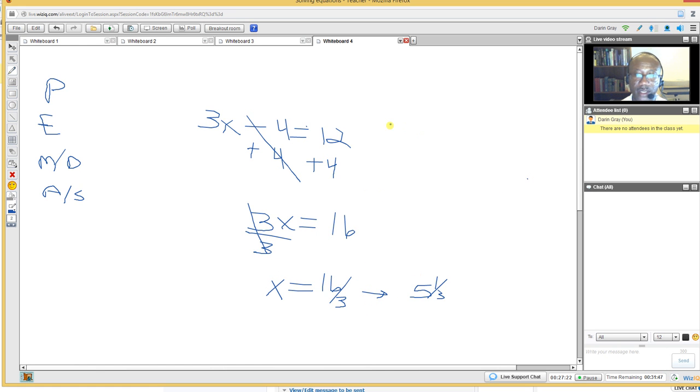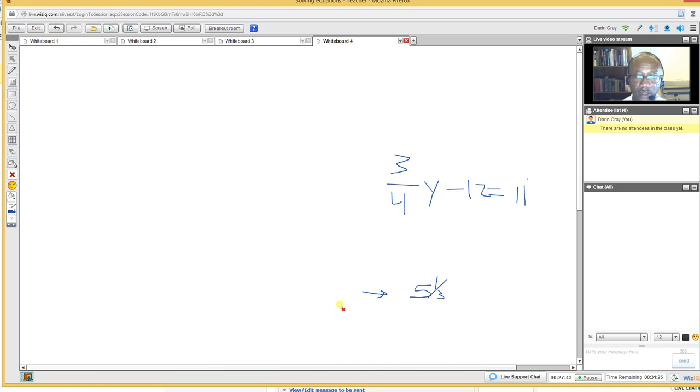Let's look at another one, a little bit more difficult. Let's have 3/4 y minus 12 equals 11. Okay, let's do a little bit of cleaning up in here. And a little bit more over here, just to make it easier. Okay, so again, if we were to get rid of this 3/4 by multiplying by the reciprocal, we'd have to do it by every term. And that's not helpful right now.